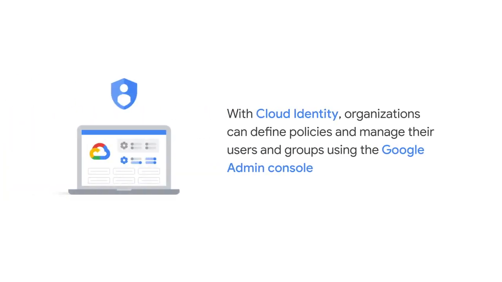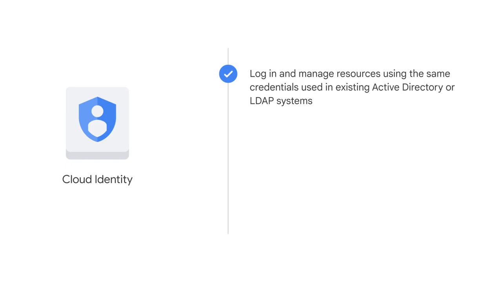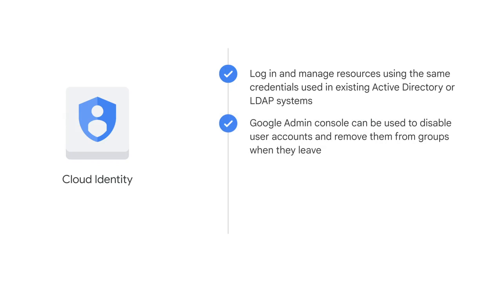With a tool called Cloud Identity, organizations can define policies and manage their users and groups using the Google Admin Console. Admins can log in and manage Google Cloud resources using the same usernames and passwords they already use in existing Active Directory or LDAP systems. Using Cloud Identity also means that when someone leaves an organization, an administrator can use the Google Admin Console to disable their account and remove them from groups.